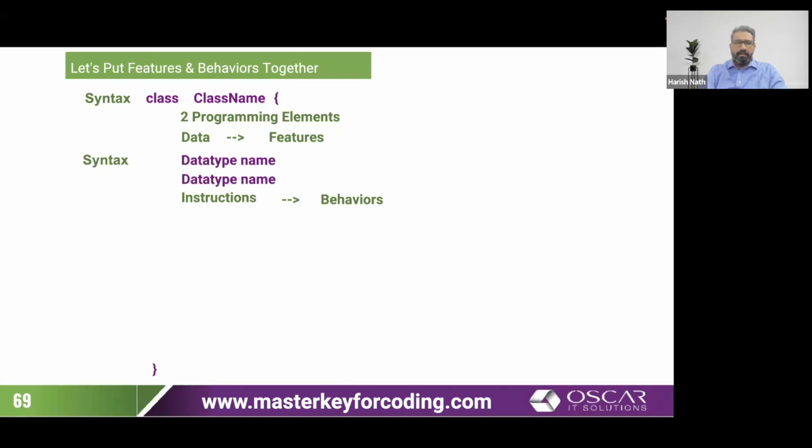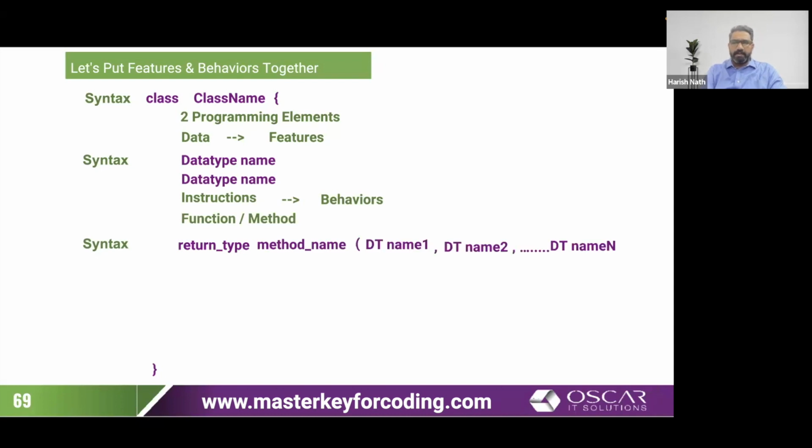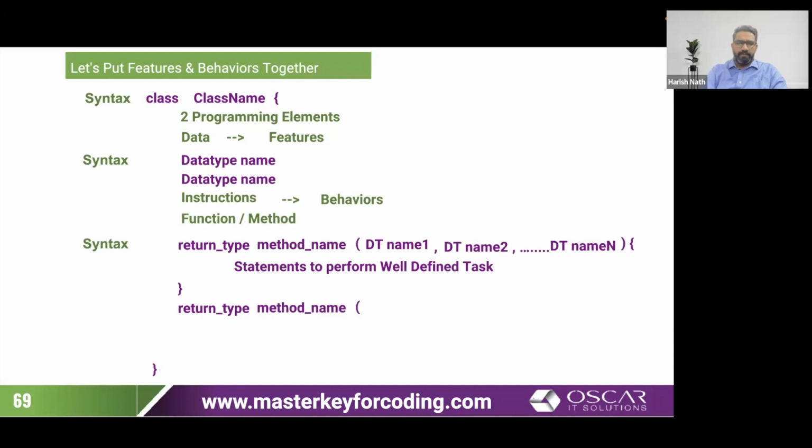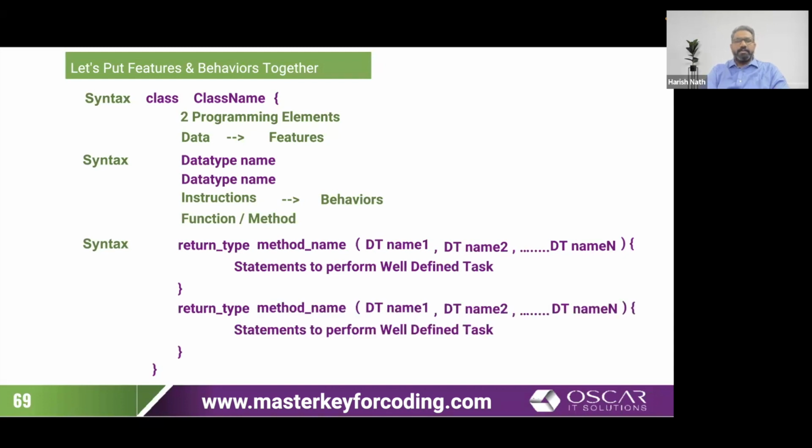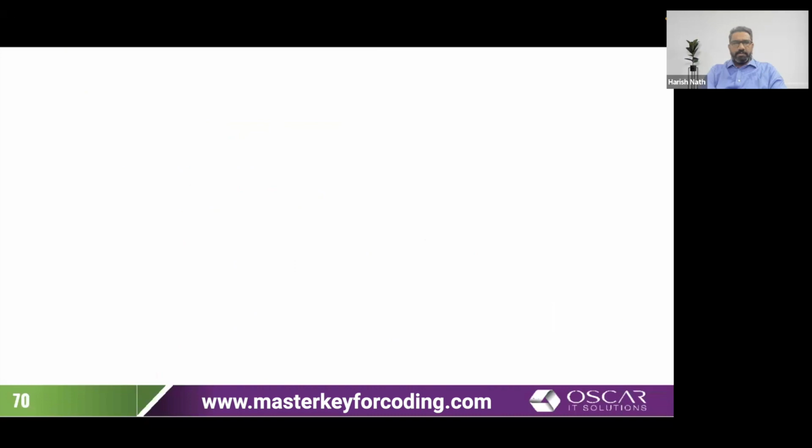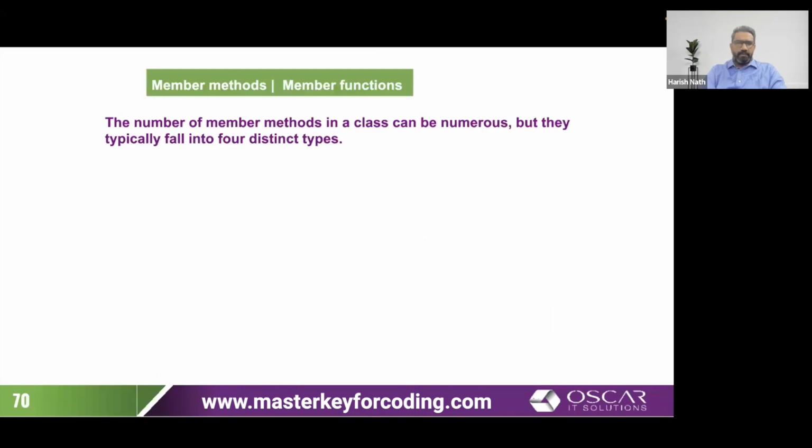Instructions are behaviors. What's the syntax? Data type, name for your data. And what is the syntax for instructions? Same as functions: return type, method name, list and sequence of input declarations separated by commas, enclosed in parentheses. Then the body comes with the statements to perform a well-defined task. This is the syntax of writing a class, irrespective of which language you're working with. This is the same across all languages.